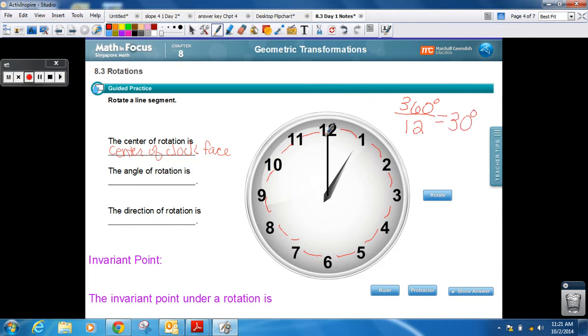So if I go from the 12 to the 1, that's one segment of the clock, so my angle of rotation is 30 degrees. The direction of rotation, we went from the 12 to the 1, so that is clockwise.